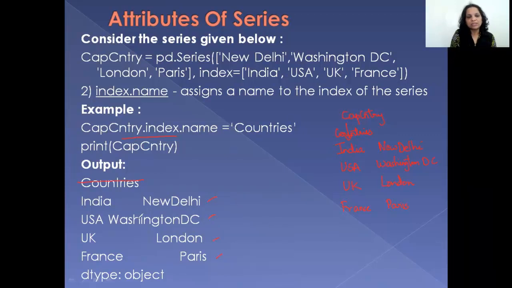Now, what is happening is, above the indexes of the data series, you are seeing a name called countries. Okay, now I want to repeat, you can have print capcntry.index.name to display the currently existing name, or you can assign a name. So remember, when we're using attributes, you can either assign or print. Is that clear? Okay, let's go to the next attribute.